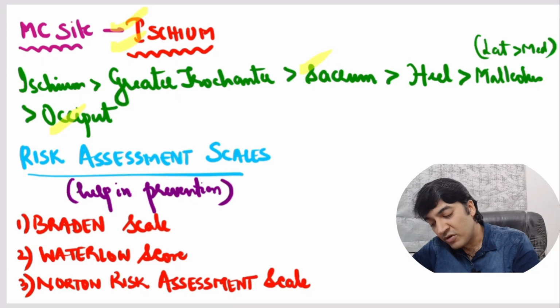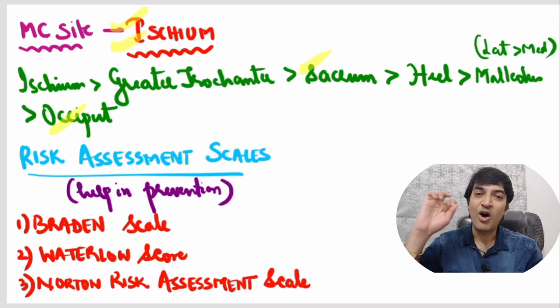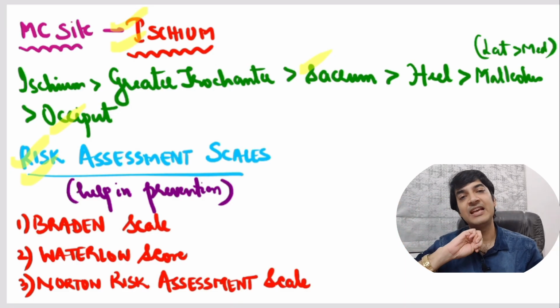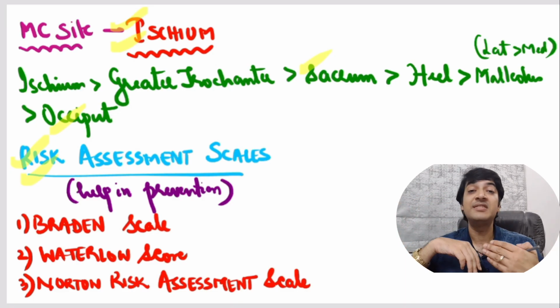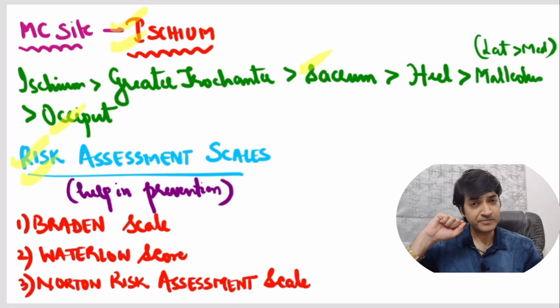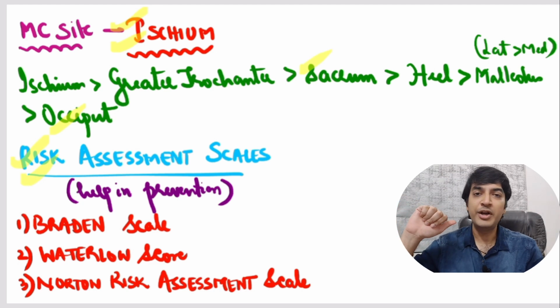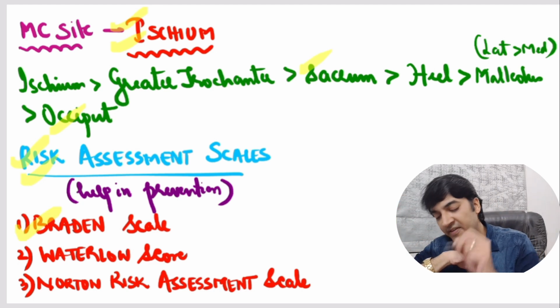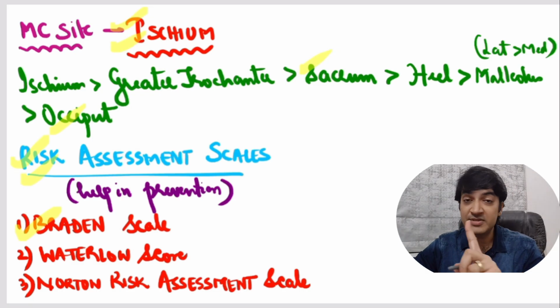Now, 3 more things that you need to know are the names of risk assessment scales. This is a new topic that can be asked in the examination. 3 risk assessment scales होती हैं जो हमको बताती है कि कौन से पेशेंट्स ज़्यादा लाइकलीहुड है उनके अंदर प्रेशर सोर्स डेवलप होने का. Only the names, not the details of it. So what all names you need to remember? Braden scale, Waterloo scale, and Norton risk assessment scale. Only names, not the details.